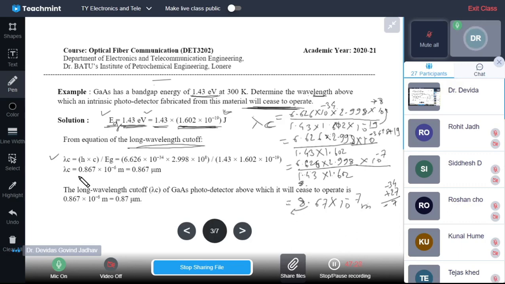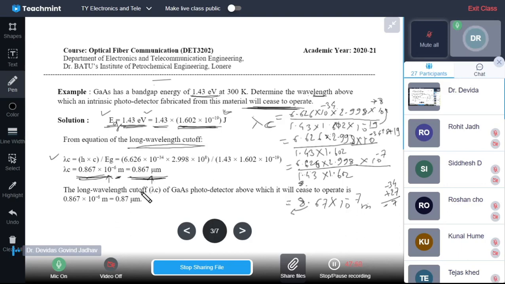So this is 0.867 × 10 raised to minus 6 meter. The 10 raised to minus 6 can be replaced by micro. So the answer is 0.867 micrometer.